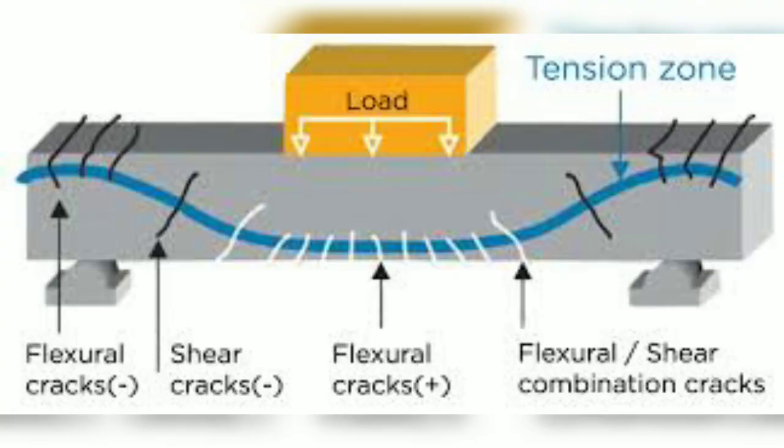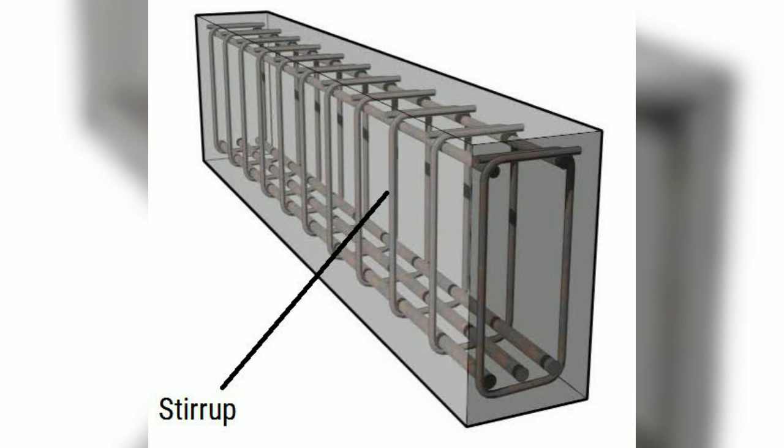The next one shows the effect when you apply a force. Tension cracks will develop at the top as well as the bottom. At the center, the bottom will be under tension, so cracks will develop at the bottom. At the support, the tension will be at the top, so cracks develop at the top at the support position when you apply a force. Those are the tension zones. To avoid that, we'll provide reinforcement as well as stirrups.